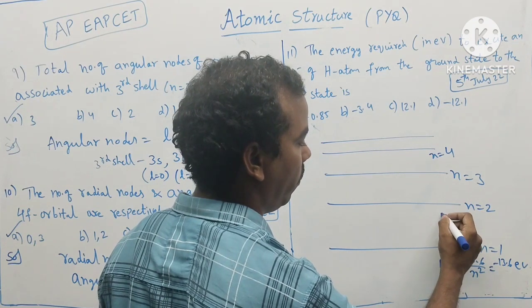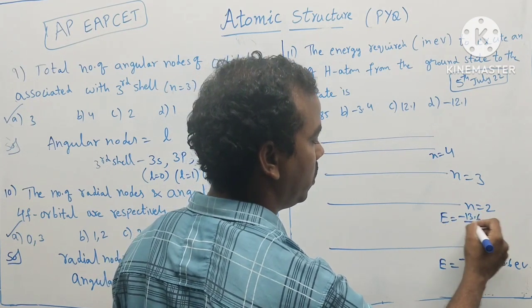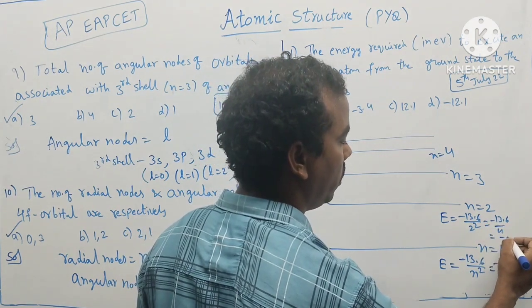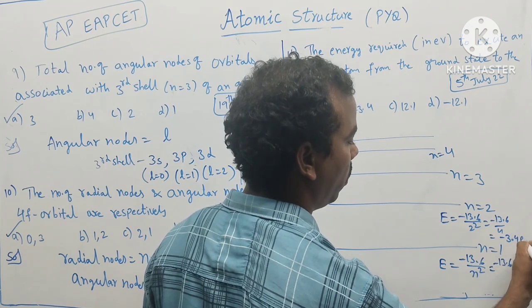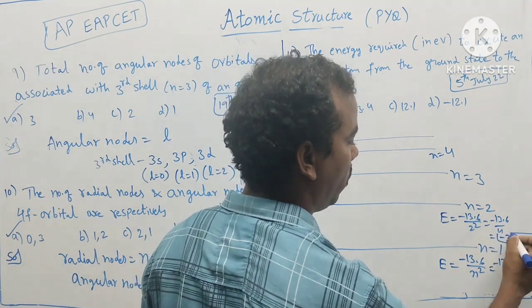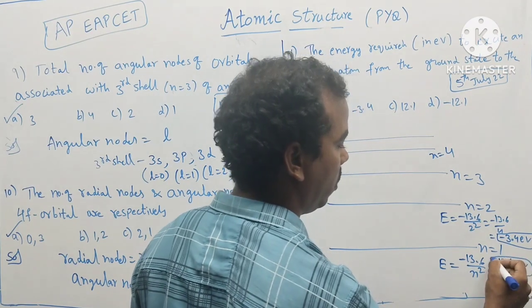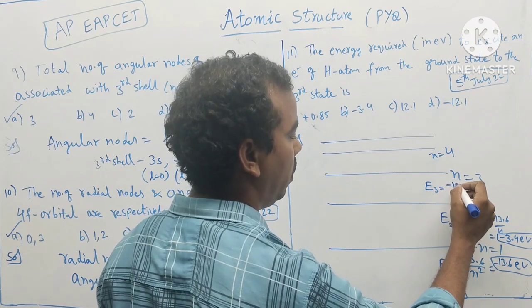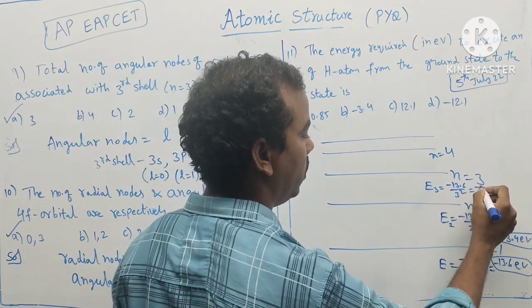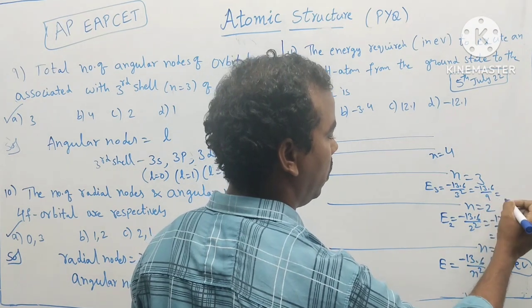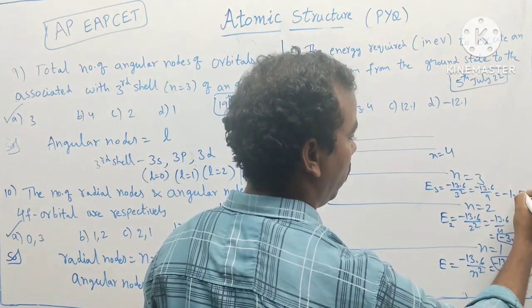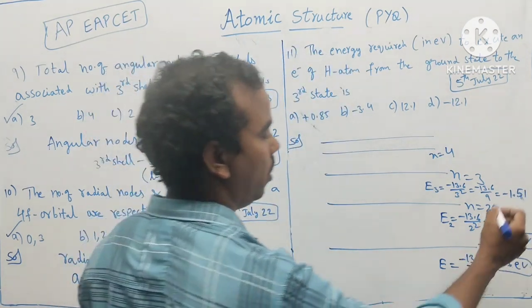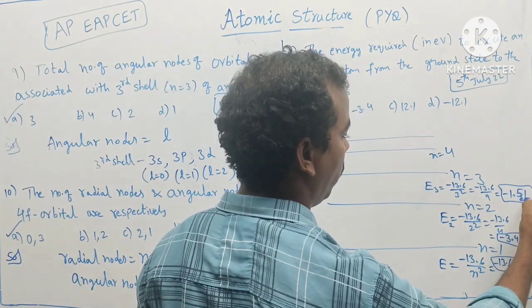For second energy level, E is equal to minus 13.6 by 2 square. Minus 13.6 by 4, that equal to minus 3.4 electron volts. So here minus 3.4 electron volts, here minus 13.6 electron volts. Third, E3 is equal to minus 13.6 by 3 square, minus 13.6 by 9. So that equal to minus 1.51 electron volts. So in third energy state, minus 1.51 electron volts.